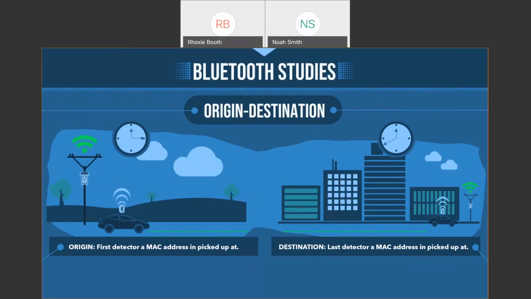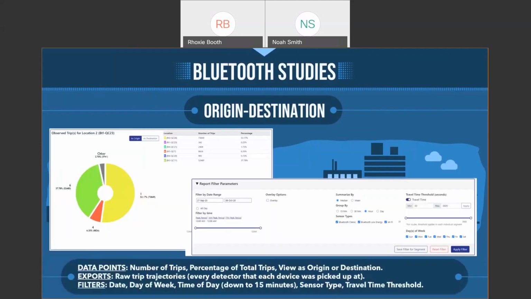You can export the raw trajectories and the trip-by-trip data to see exactly which detectors each MAC address was picked up at. But in terms of the sample report on the left here, this is literally just the first box that it was picked up at, and then the second box, as in detector, Bluetooth detector. You get the number of trips, you get the relative percentages of those trips, and then you have all these filters that you can play with: time of day, how you want to display the data, what interval, and even day of the week. And you can use the travel time to filter out any outliers in your data. Cloud Portal is very flexible, very user-friendly.